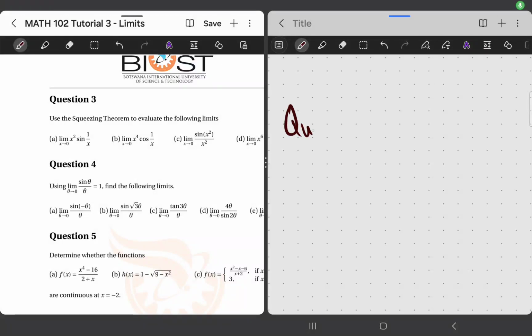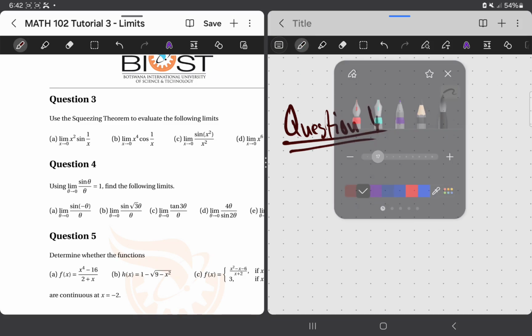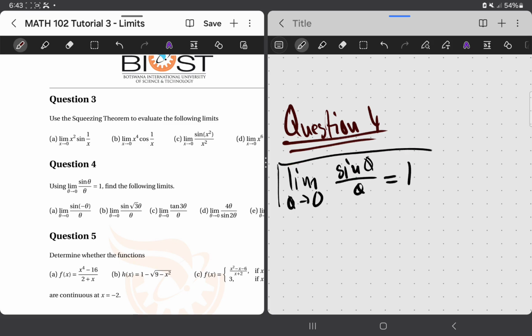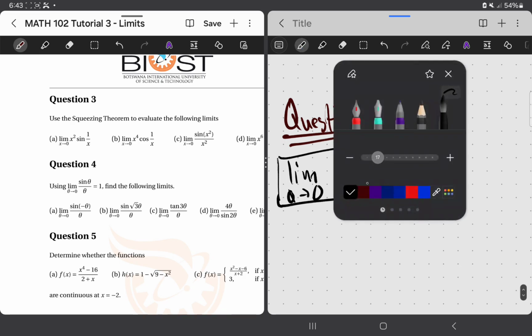We are doing question 4. Another simple thing. Here they're saying use the idea that the limit as theta goes to 0 of sine theta over theta is equal to 1. We can also say the limit as h goes to 0 of sine h over h is 1. This is a special limit to know.